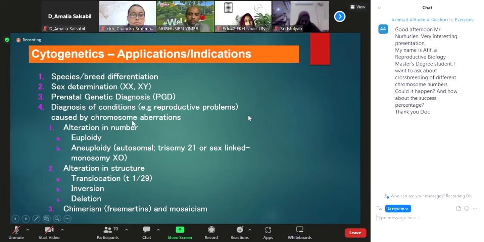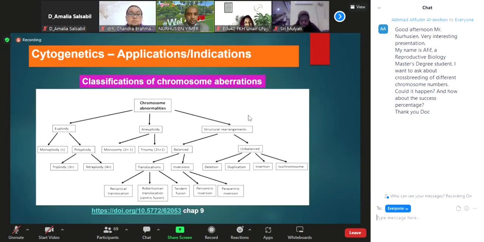And the chromosomal abnormalities that you could have include numerical errors such as euploidy. This is alteration in number. Also aneuploidy, all right, having less or extra chromosome number for a given pair. And then you have also structural abnormalities, including translocation, inversion, deletion, and also chimerism, an example of which is freemartins. And mosaicism is another indication you can use cytogenetics to diagnose or investigate.